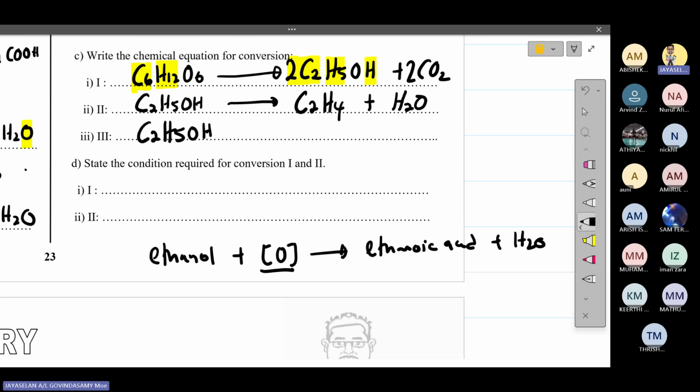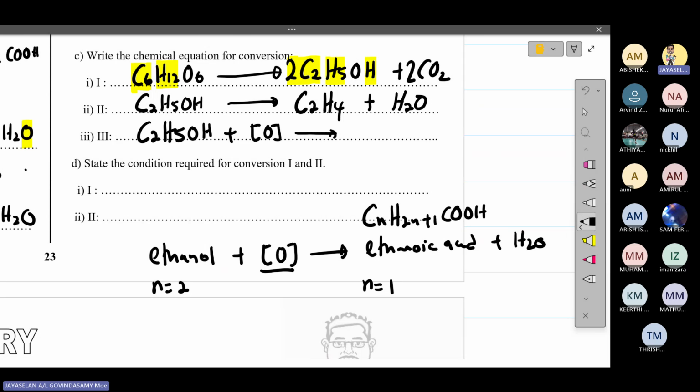C2H5OH. You put this symbol. What is the formula of ethanol? Ethanol, right? Here you apply n equals how much? 1. How do you apply it? CnH2n+1COOH.